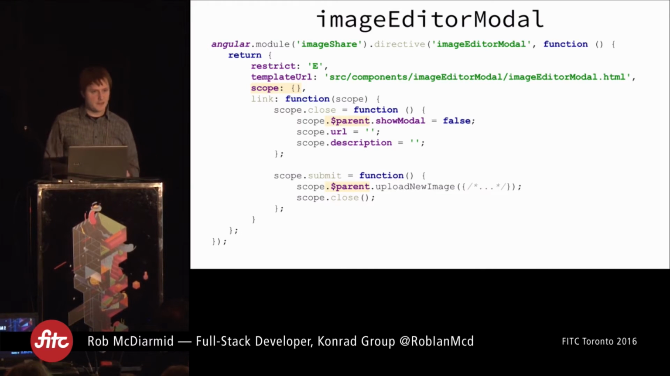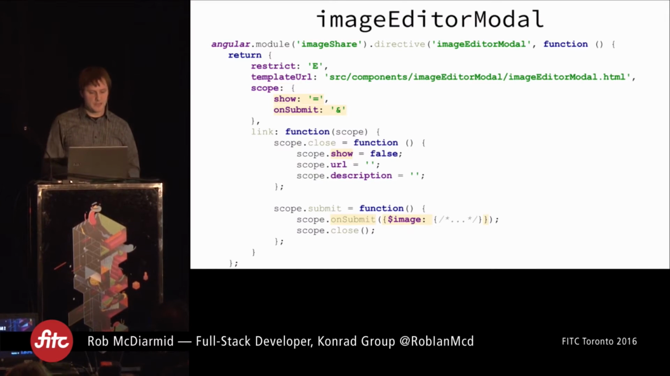So you use isolated scope just by adding in a scope to your directive. And this is obviously going to break the code right off the bat because I can't access show modal anymore or upload new image. Now, one way that people sometimes get around this is to use scope.$parent, which will get you up one parent scope. But this kind of defeats the purpose of using isolated scope in the first place because now I'm just back to accessing things directly on the parent. And I'm going to come back to parent in a minute and see some other reasons why you don't want to use it.